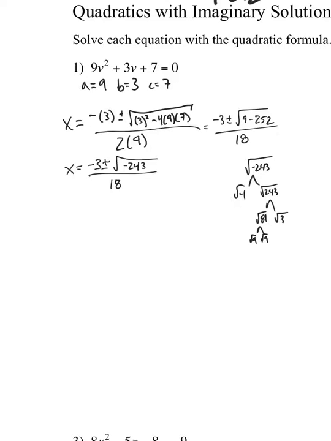So what would this be? This would be x equals negative 3 plus or minus the square root of 9, which is equal to 3, times the square root of 9 is equal to 3. So 3 times 3, 9.